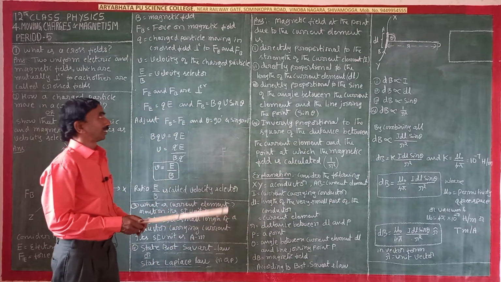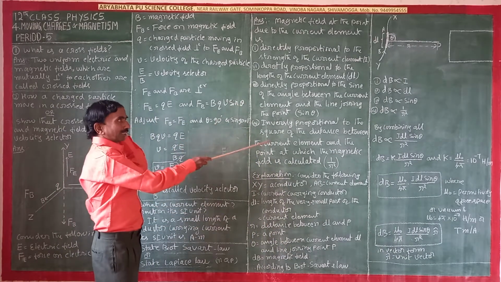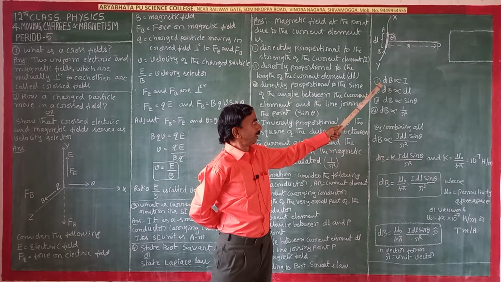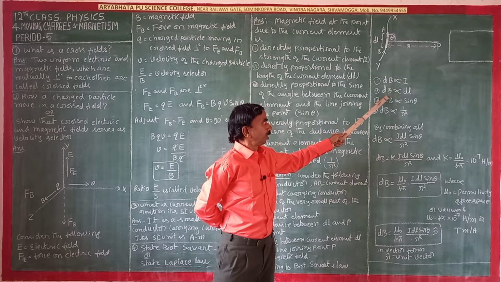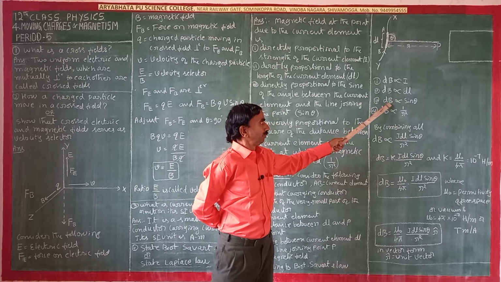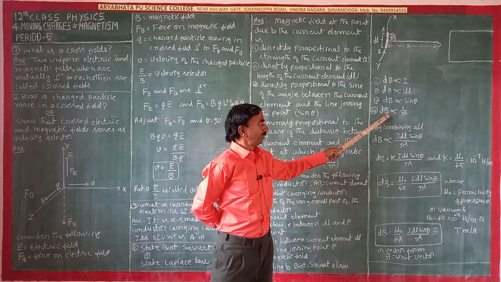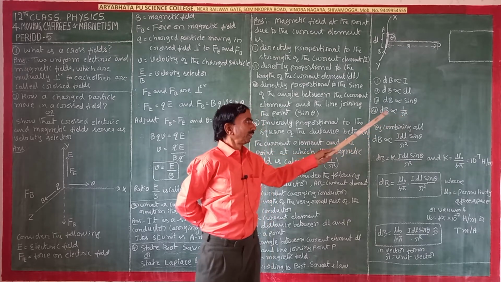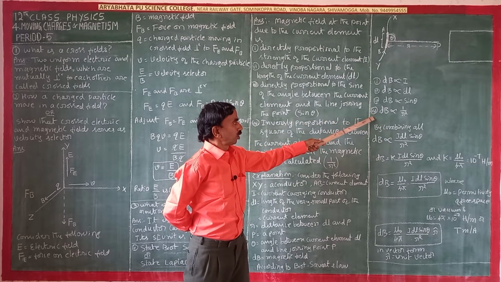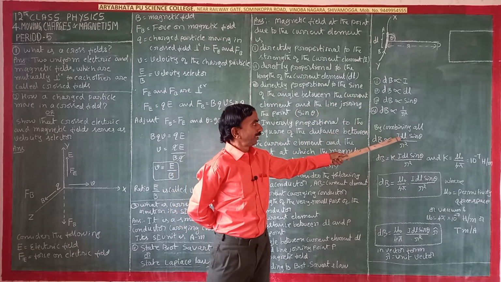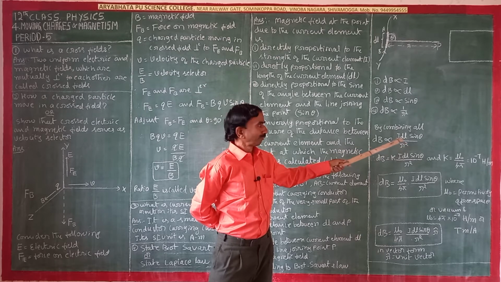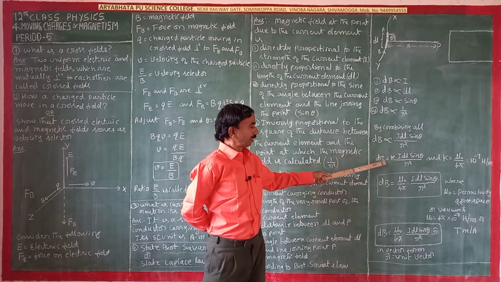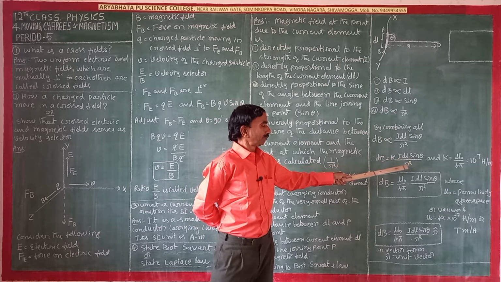So Biot-Savart's law is here. Four points are there in mathematical form. It is very easy to remember. dB is proportional to I, dB proportional to dl, dB proportional to sin theta, and dB inversely proportional to r square. So by combining all, dB is proportional to I dl sin theta by r square.